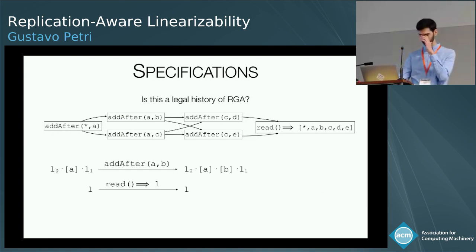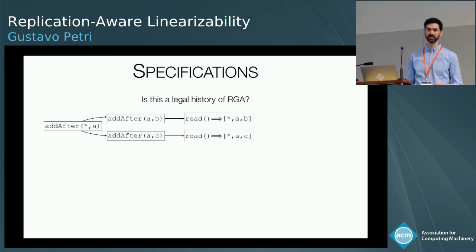Assuming that this is the only thing we're ever going to see, we could say, okay, the specification of this thing is really simple. We have a list on the left. If you do add after A B, you just add B after A, and that's it. And then the read just returns whatever list you had at the beginning. So the return value of read is after the double arrow. Unfortunately, this doesn't always work.